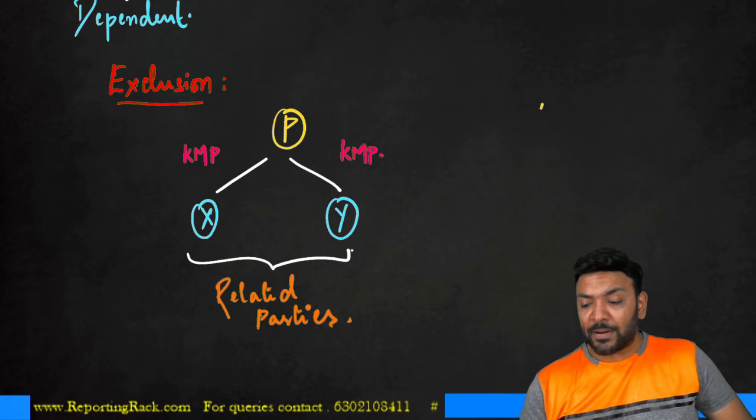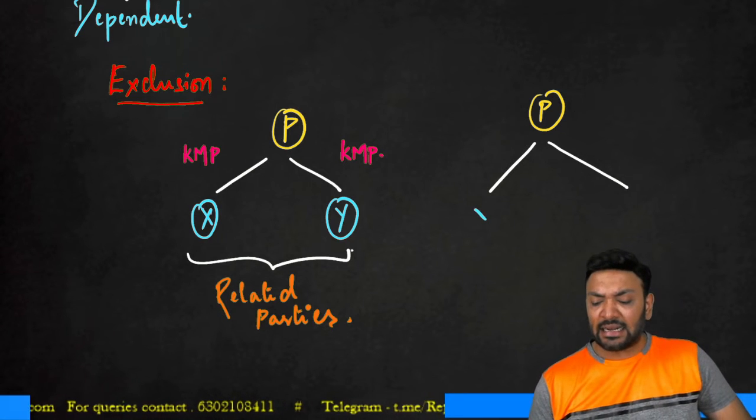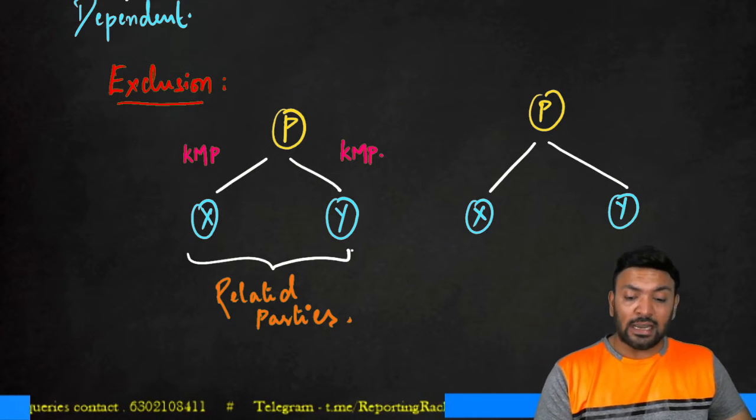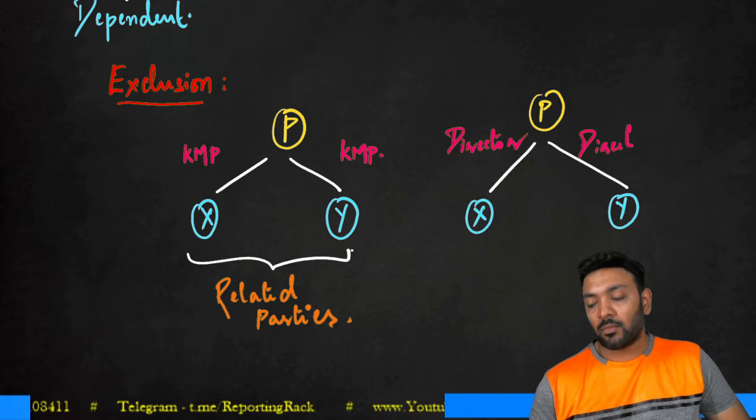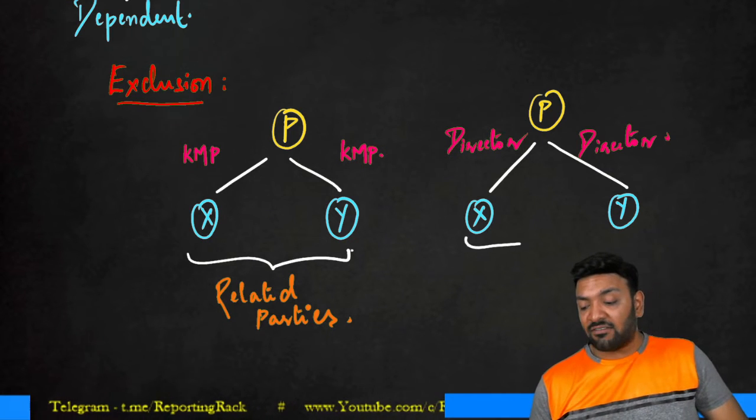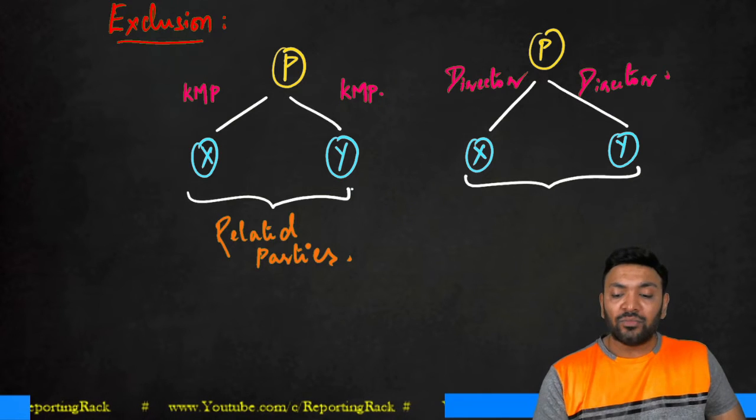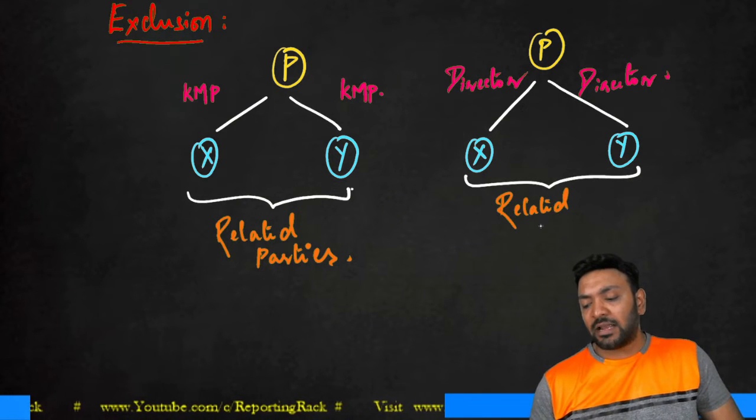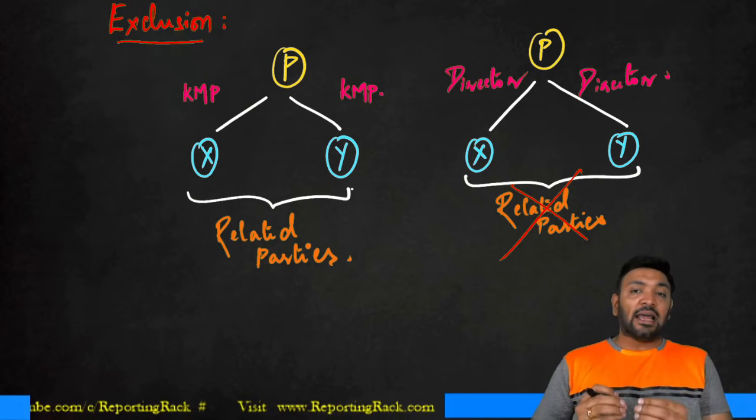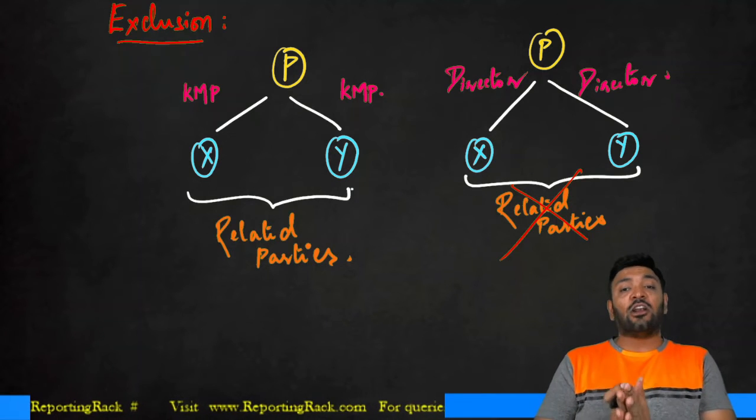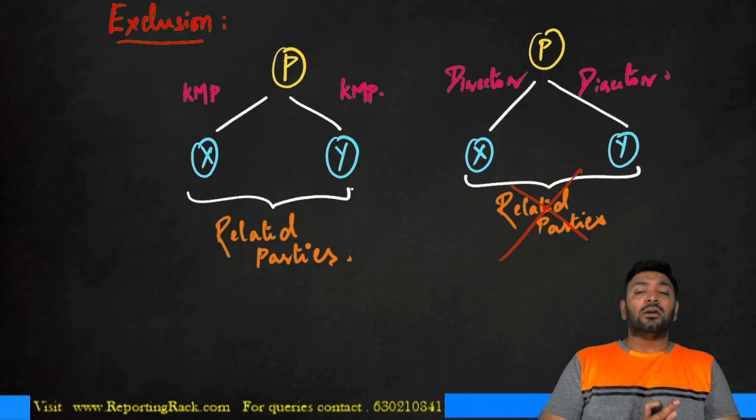But if the same person is only a director to X and Y, he is only a director to X and also a director in Y, then X and Y are not considered to be related parties. You cannot conclude just by saying that I have a common director that these people are related parties. I'll tell you why. Just because I have a common director in two enterprises does not make these enterprises related. Just because there is a director in common for two enterprises, they cannot be considered related parties. Now, why do you say that?